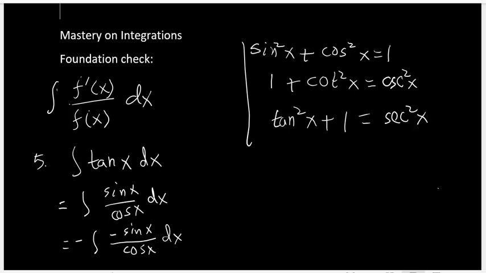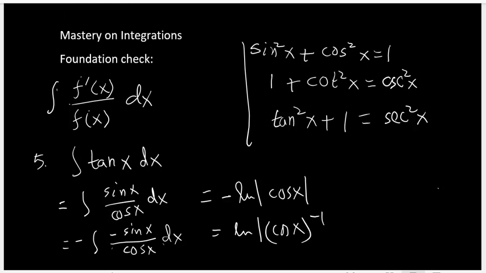Or you can go with u for cosine x. So then what happens now? Cosine x has derivative negative sine x. So the answer will be natural log of cosine x. And since I have a negative, I can further adjust like this. And that's our integral.